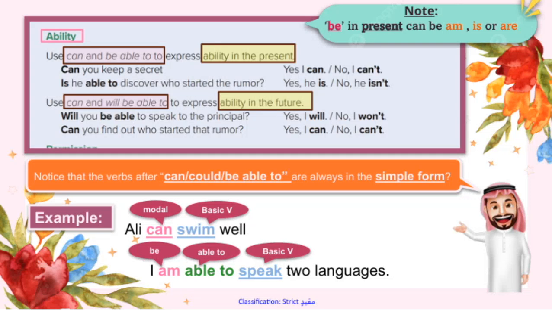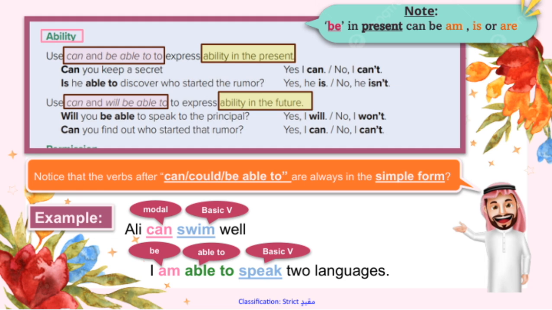Today, I want to talk about the basic use of V, which stands for the verb form after can, could, or be able to. You'll notice that when we use these modal phrases, the verb that follows is always in the simple form. For example, in the sentence, Ali can swim well. Swim stays in its base form.